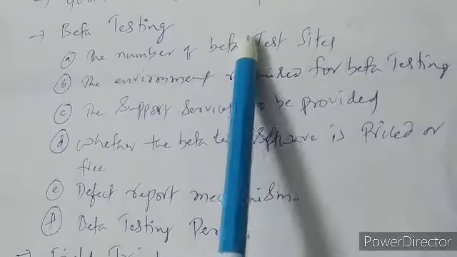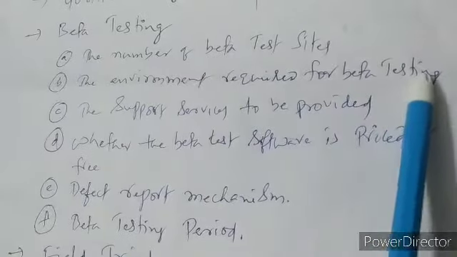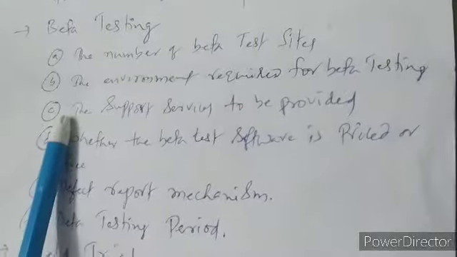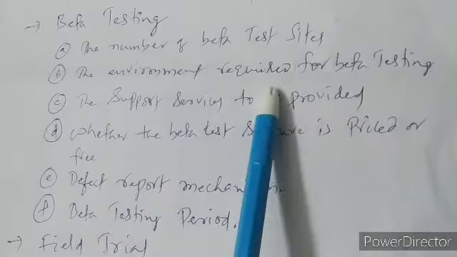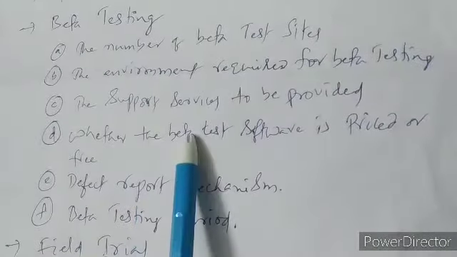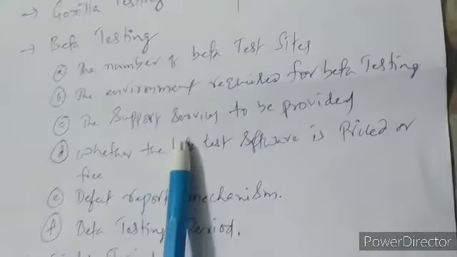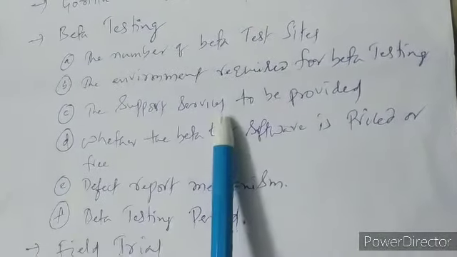The number of beta test sites there are. What different types of test sites are available for beta testing, and the environment required for beta testing. What environment are we using, is it real time or not? Coming to the support services to be provided for beta testing. And then whether the beta test software is priced or free. Some free software is available for beta testing. Whether we are using free software or some priced software.